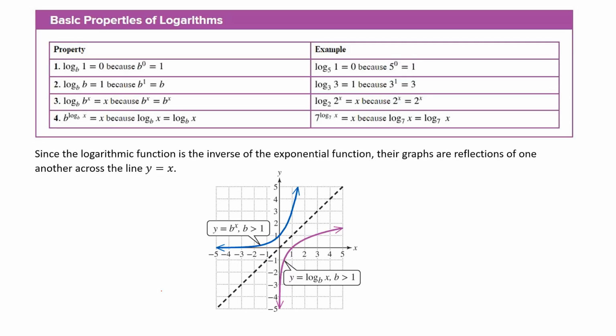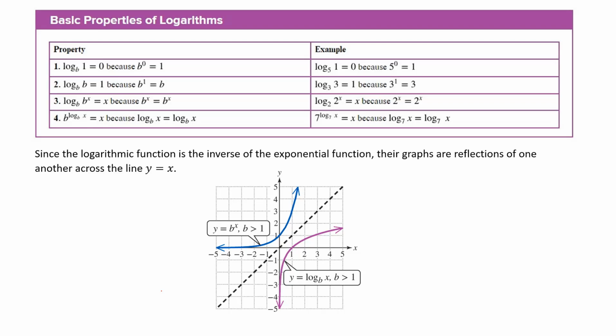Basic properties of logs. Log base b of 1 is always 0 because it doesn't matter what the base is. The only way to get a value of 1 by putting an exponent on the base is to make that exponent 0. b to the 0 is 1. Anything to the 0 is 1. Log base b of b is always going to be 1 because when you're asking what exponent would I put on b to get b, that would be 1.